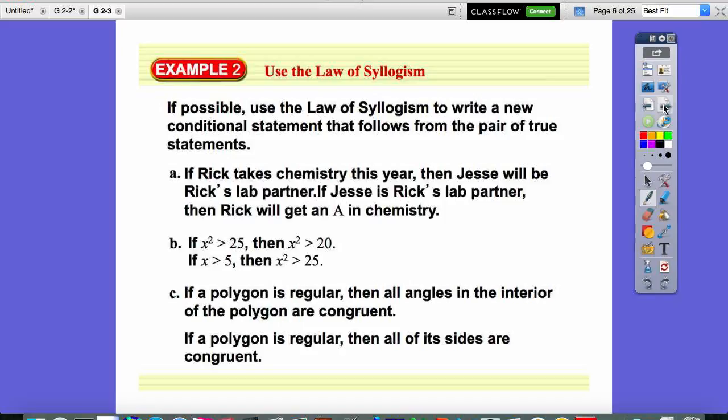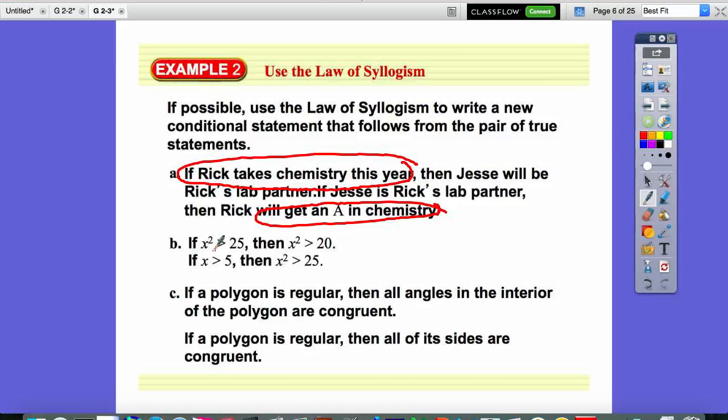Law of syllogism, to write new conditional statements that follow from the pair of true statements. So let's look at this first one. If Rick takes chemistry this year, then Jesse will be Rick's lab partner. If Jesse is Rick's lab partner, then Rick will get an A in chemistry. Therefore, we can assume that if Rick takes chemistry this year, he's going to get an A.